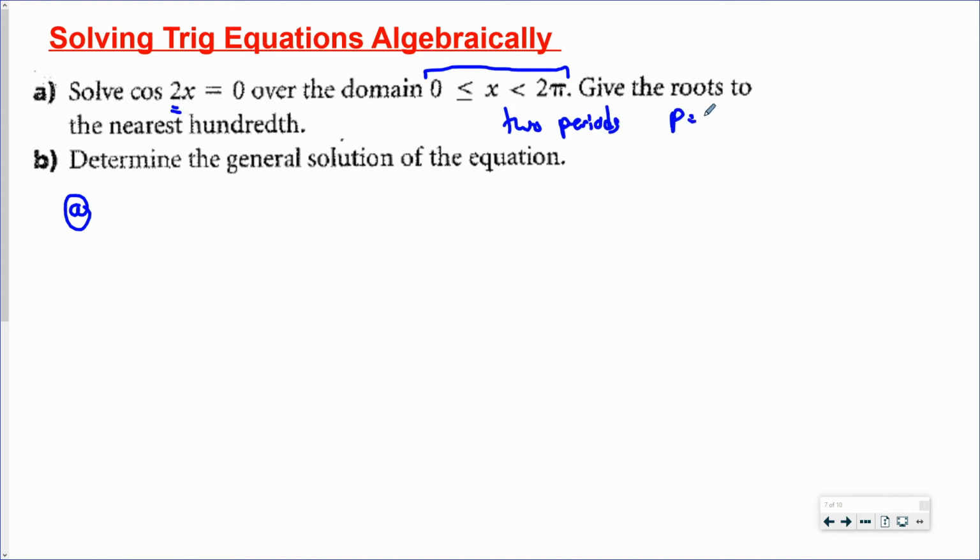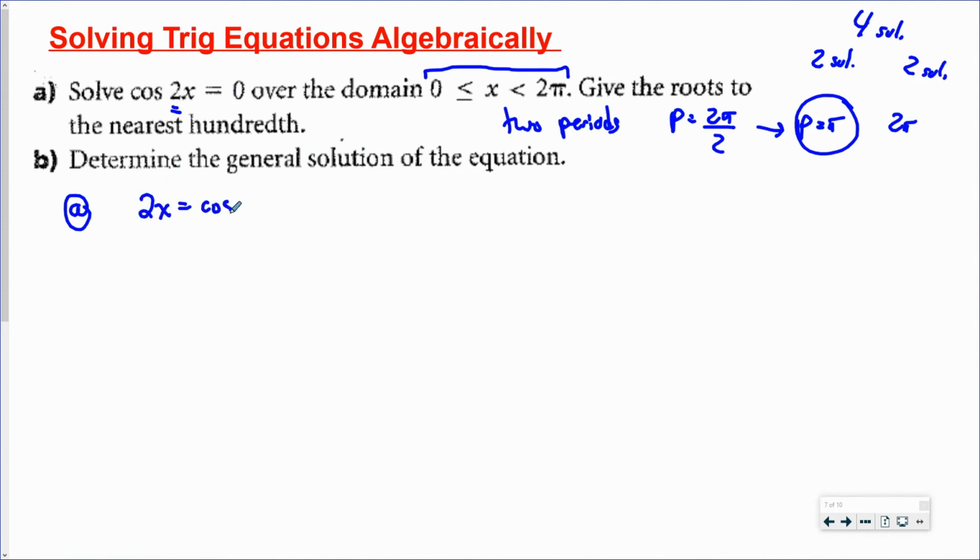So when I go and find my period of 2 pi and I divide by b, which is 2, I get that my period is pi. So on pi, from 0 to pi, I'd have 2 solutions, right? And then when I go all the way out to 2 pi, I get another 2 solutions. So in total, I'm expecting 4 solutions in this question. Let's see how it all goes down. So this thing's already solved for cos x. So I'm just going to say 2x equals inverse cos of 0.